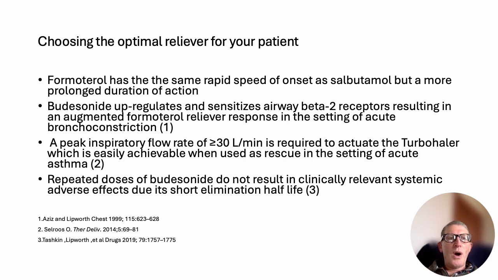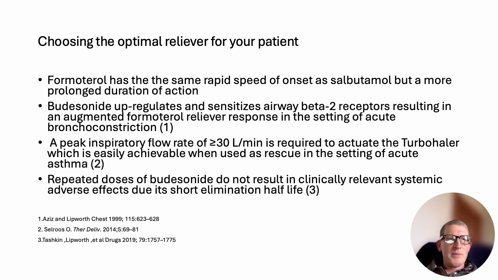The other thing is that if you are using the dry powder Turbohaler for the budesonide and formoterol, then you only need a peak inspiratory flow rate of at least 30 litres per minute to deaggregate the powder and achieve optimal lung deposition, which is easily achievable when you're using the Symbicort Turbohaler as rescue therapy in the setting of acute asthma. So patients can be reassured that they will get an adequate dose to the lung.